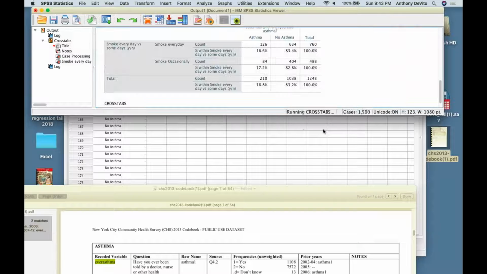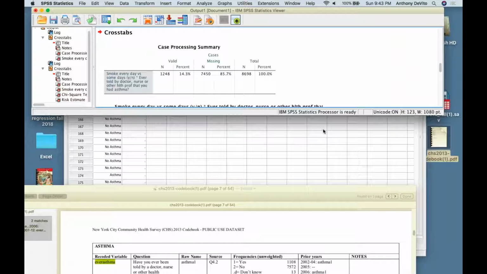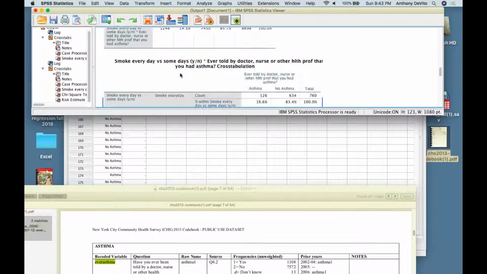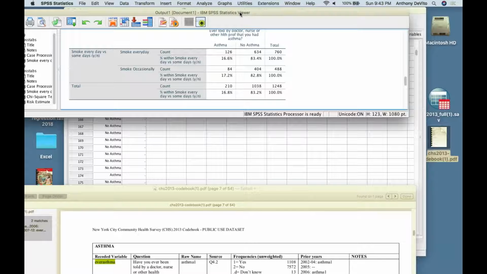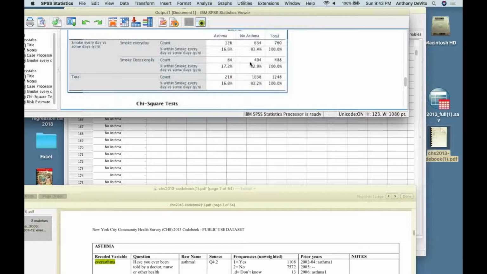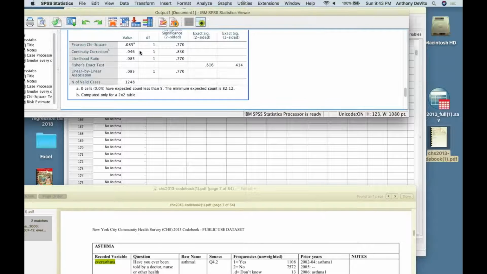So our null hypothesis here is that there's no association between asthma and whether you smoke every day or occasionally, and the alternative hypothesis is that there is an association between those two. Let's see what our result looks like. Here's our table again. Our Pearson's chi-square value is 0.085. That looks like a pretty low number to me. Remember, with the 2x2 table, the critical value was 3.84. That's not very encouraging, right?